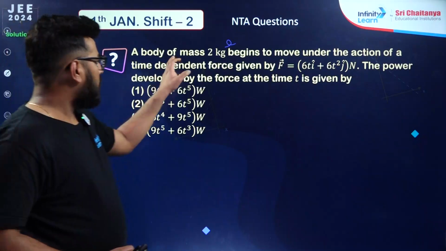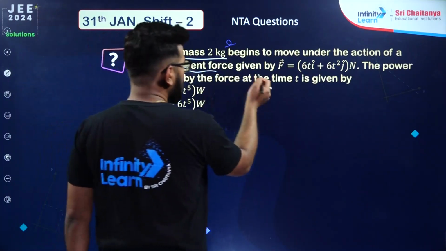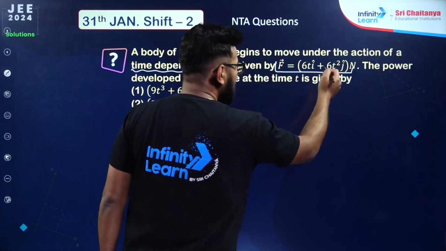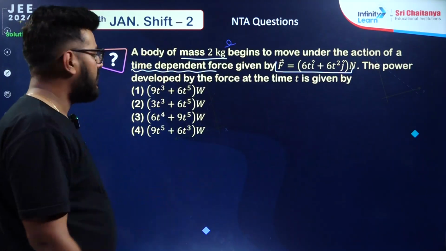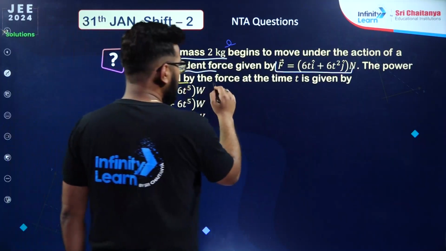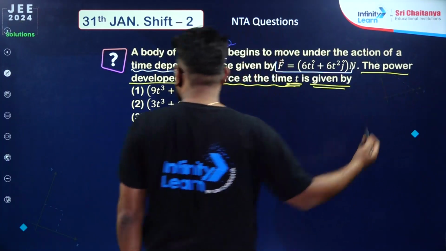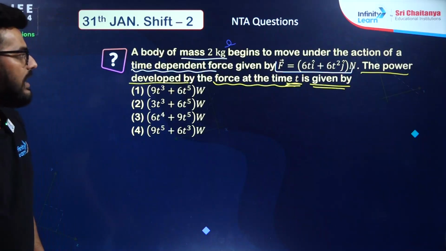A body of mass 2 kg begins to move under the action of time dependent force given by F is equal to 60 t i cap plus 6t square j cap. The power developed by the force at the time t is given by. What is going to be the power developed by the force at the time t?